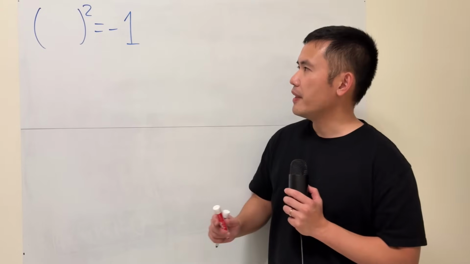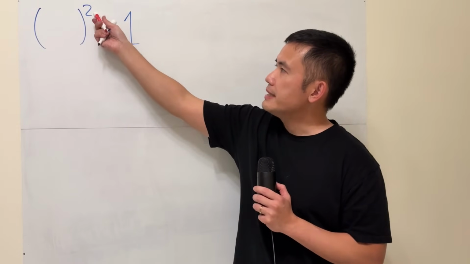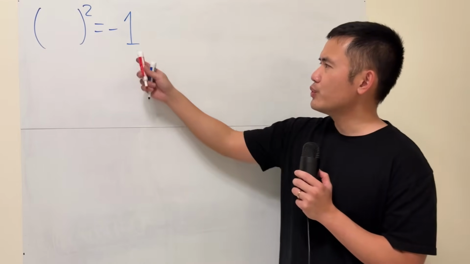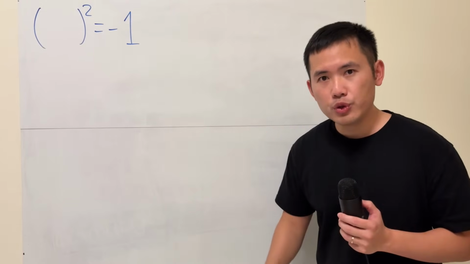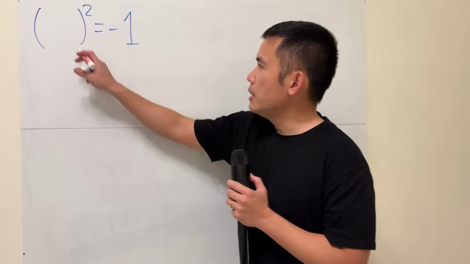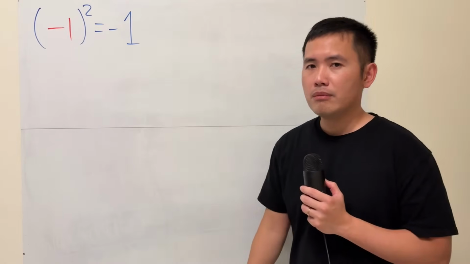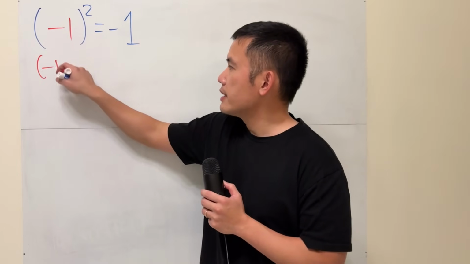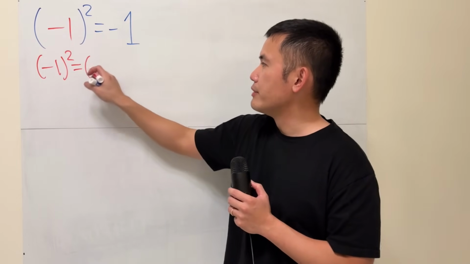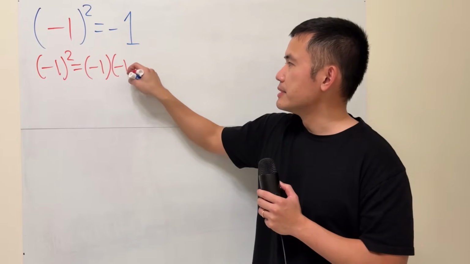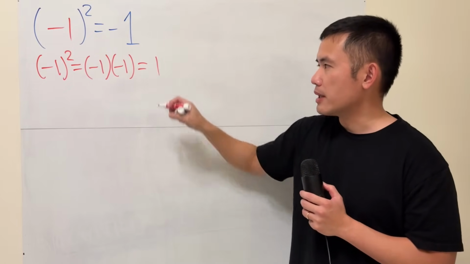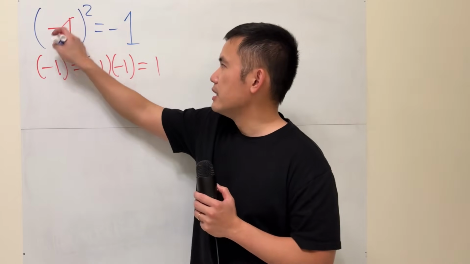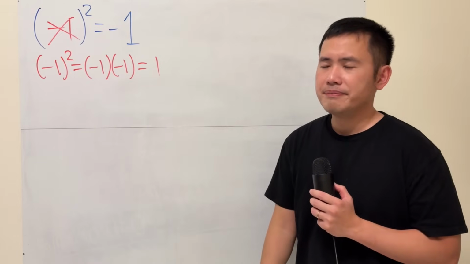Can you think about something so that when you square it, you end up with -1? Because we want to end up with -1, so maybe we should use negative numbers, right? So maybe we can put down -1. But this is actually not correct, because if you square -1, that means you will have to do -1 times -1, and you end up with +1. That doesn't give you -1, so you can see that this right here is not correct.